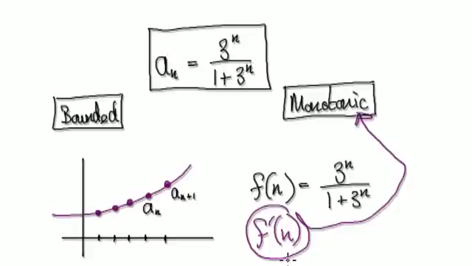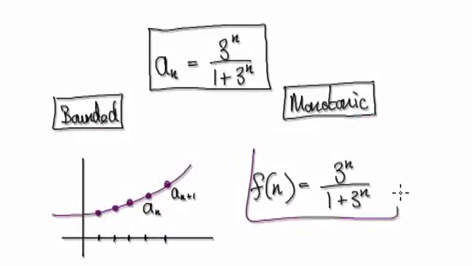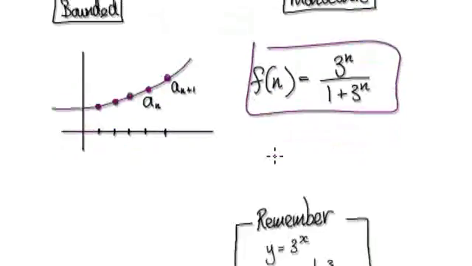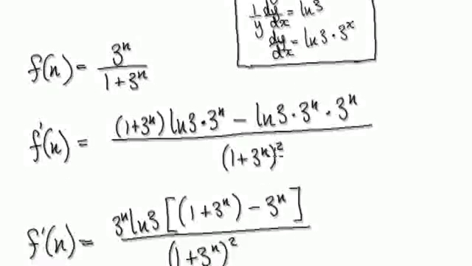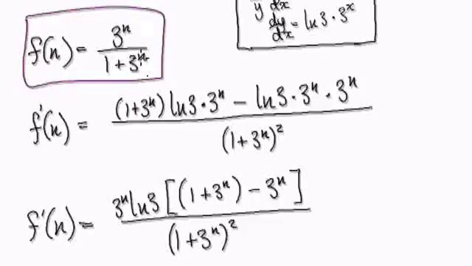And then later on we're going to differentiate it again and look at the second derivative. And then the second derivative will tell us whether or not it will be bounded. Okay, so the first step is to differentiate this. So let's try and differentiate it. So to differentiate this, this is our f of n. To differentiate it, we're going to have to use the quotient rule.